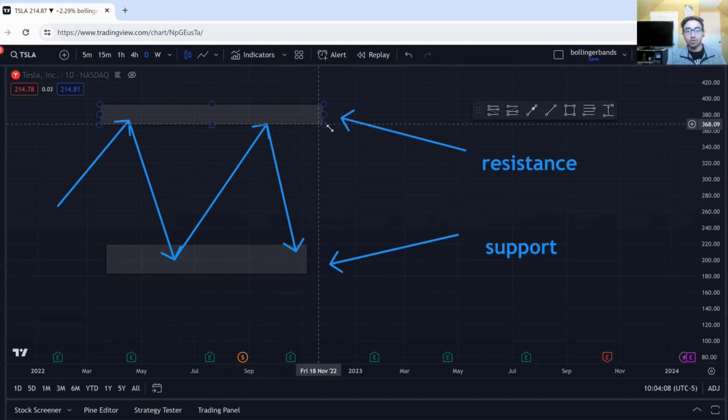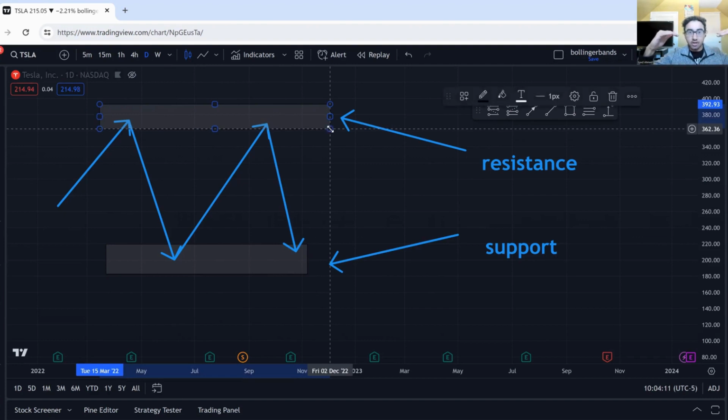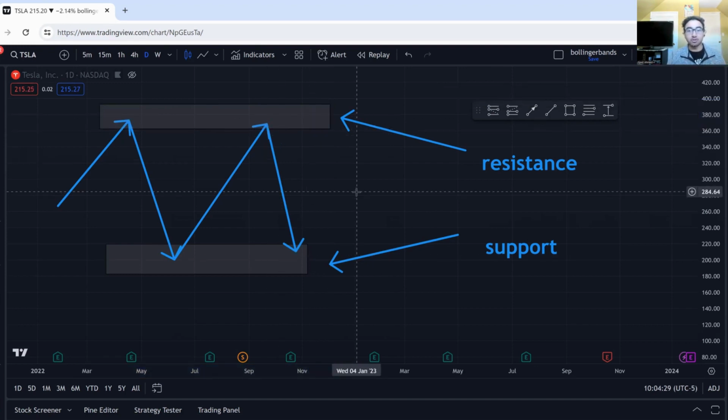Now let's go to resistance. Why is a level called resistance? Because it resists. If you're resisting something, you're pushing it away. You're trying your hardest for it to not get through you. That's why it's called resistance. So if price comes at a level of resistance, it's going to get pushed in the opposite direction. So what does price do? It goes in the opposite direction. Very simple support and resistance.